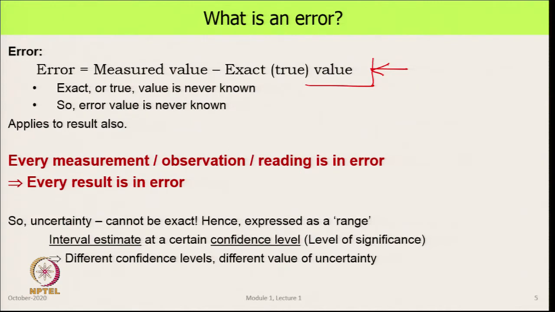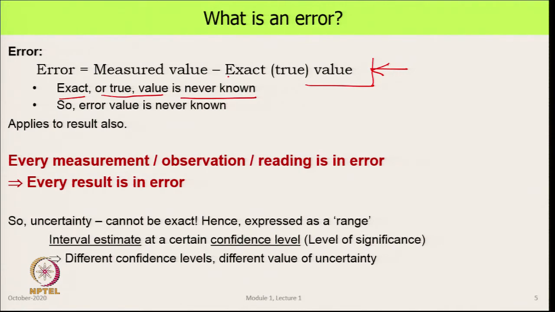That is something that is very basic. The difficulty arises because the exact or the true value is never known. We always are trying to estimate it and trying to get a number which is a good indicator of the estimate of that value, the true value. But the true value itself is never known. This is fact number one.